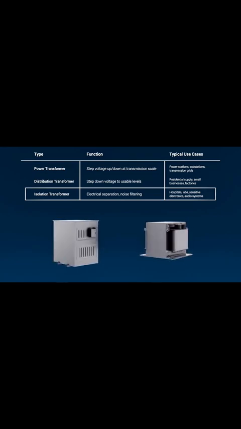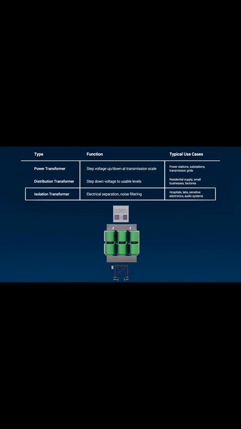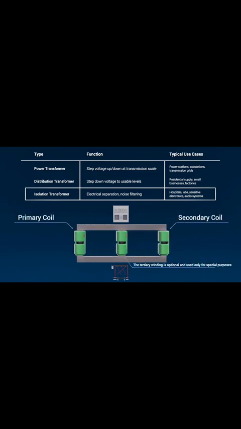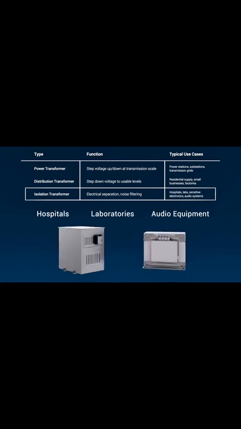Then we have isolation transformers. Unlike step-up or step-down types, these don't change voltage ratios as much as they provide electrical separation. By physically isolating the primary and secondary coils, they prevent noise, interference, and dangerous surges from passing through. Hospitals, laboratories, and audio equipment often rely on them for clean, safe power.